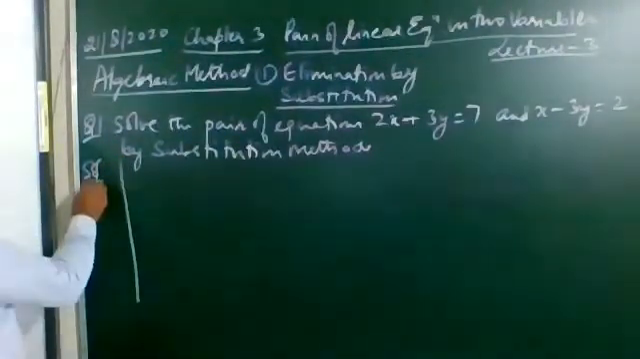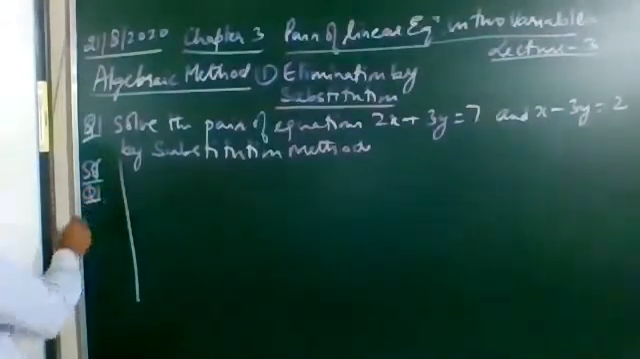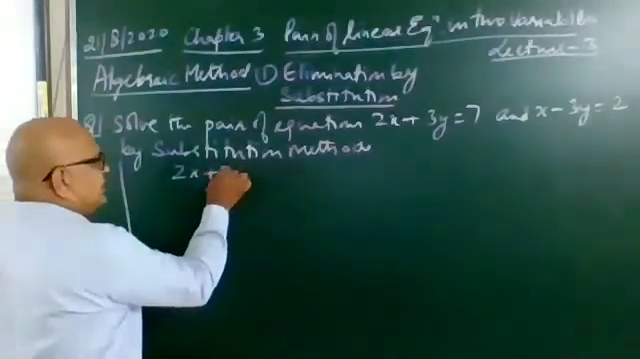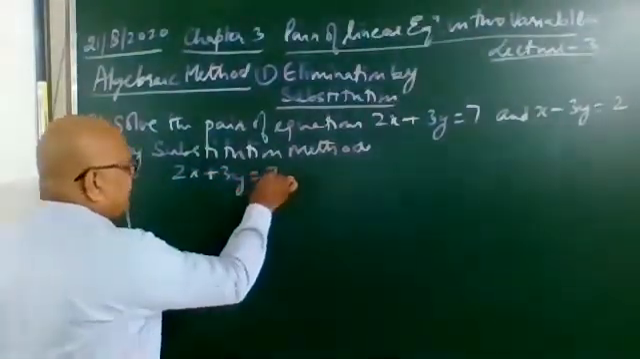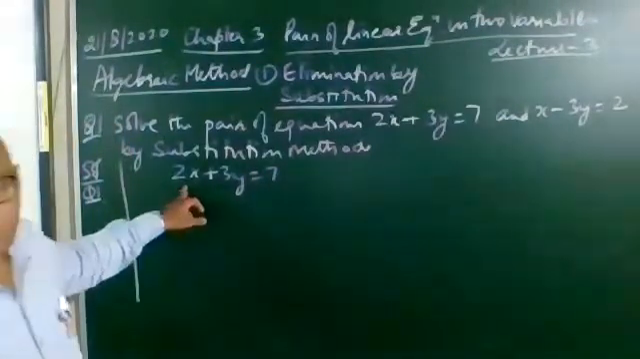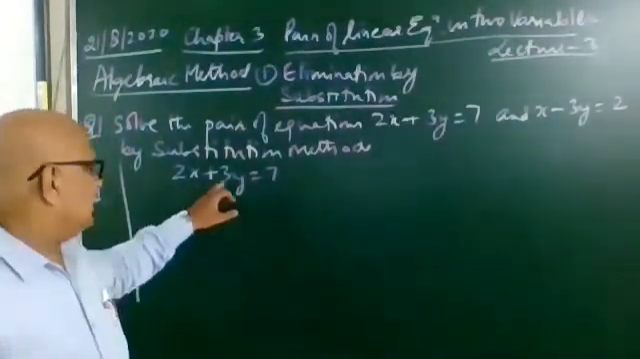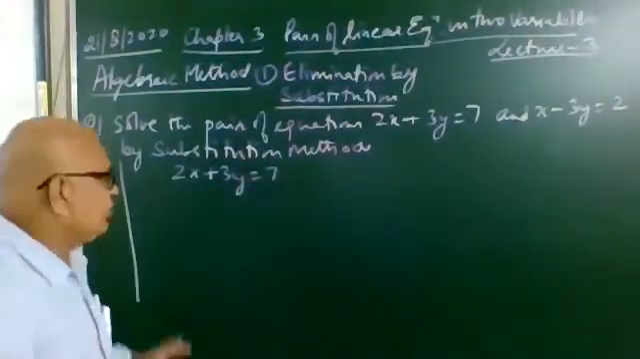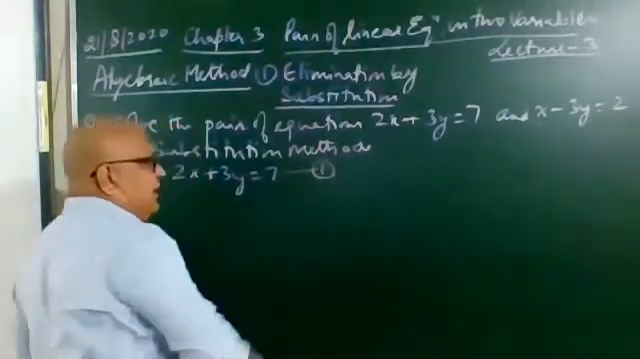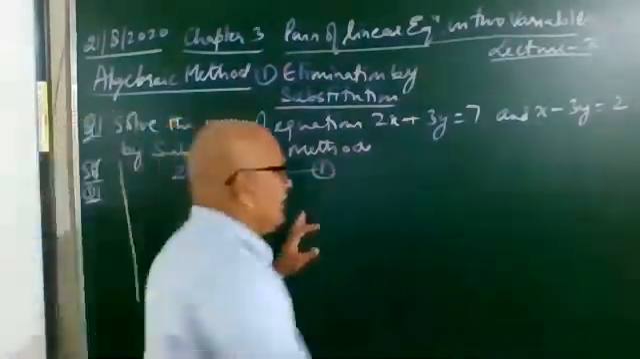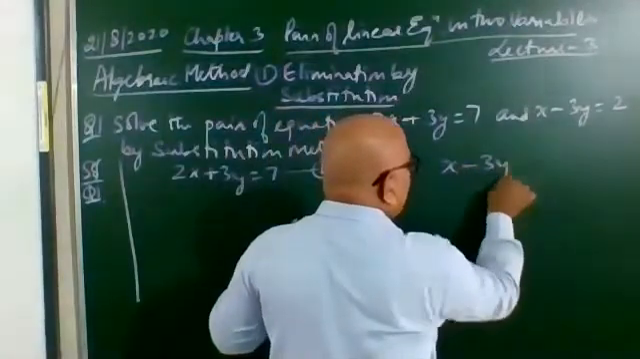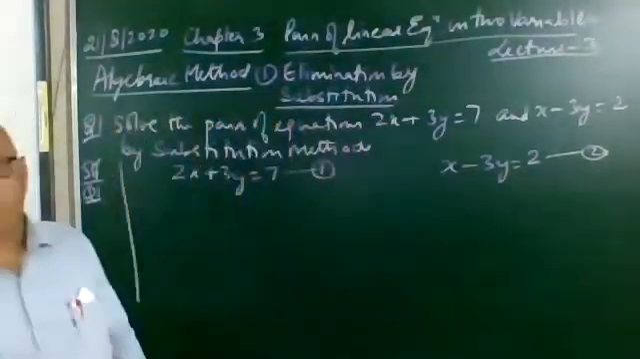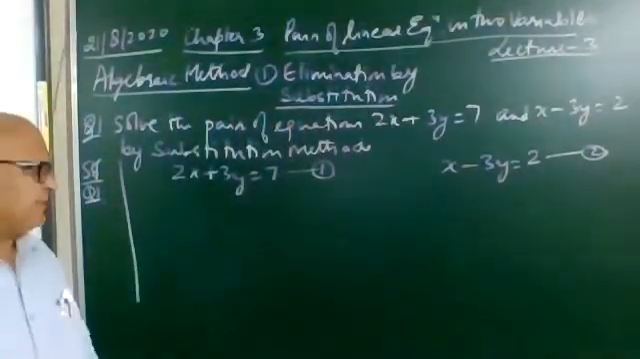What you have to do? Write the solution. That is question number 1, and after this you write 2x plus 3y equal to 7. Here you see that the equation is already in the standard form, so you can write equation number 1 here. And after that, another equation, x minus 3y equal to 2. This is also in the standard form, so you write it as the second equation.